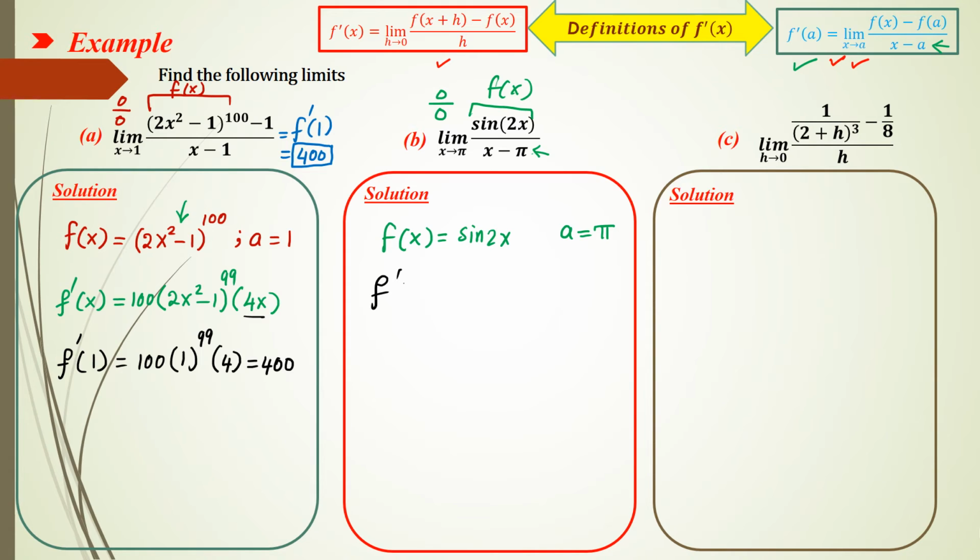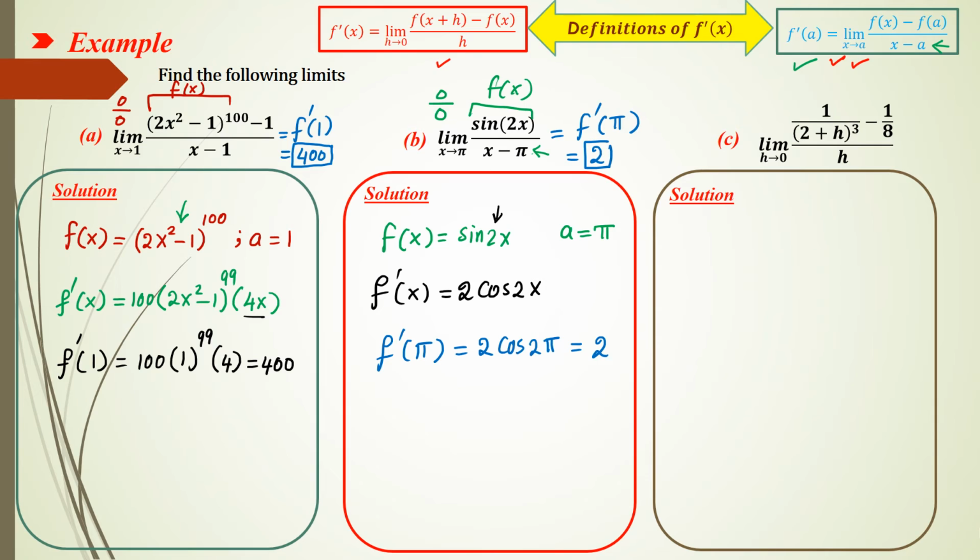So f prime of x, this is a chain rule because the angle inside sine is 2x, so you have to find the derivative of the angle firstly, which is 2, multiplied by the derivative of sine, which is cosine of the same angle 2x. So our limit equals f prime of pi, which is 2 cosine 2 pi. And cosine 2 pi, as you know, equals 1, multiplied by 2 equals 2. So our limit equals f prime of pi, which equals 2.